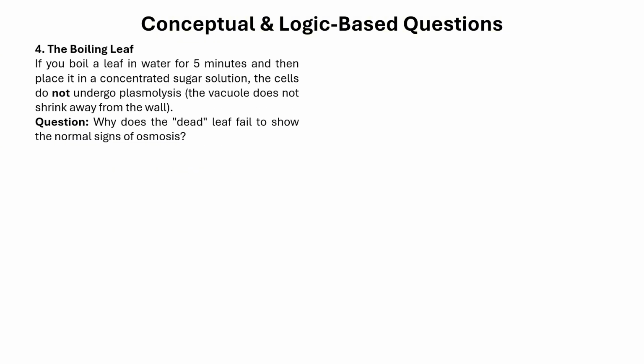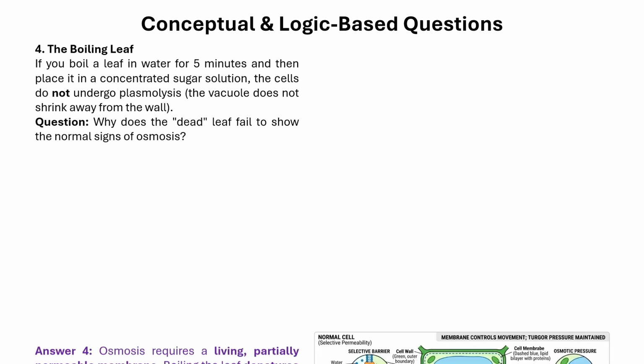The last question is about the concept of a boiling leaf. If you boil a leaf in water for 5 minutes and then place it in a concentrated sugar solution, the cells do not undergo plasmolysis. What is plasmolysis? Plasmolysis is when the vacuole shrinks away from the wall. The question is, why does the dead leaf fail to show the normal signs of osmosis? This is a very technical question, and sometimes the examiner asks it in your exams.